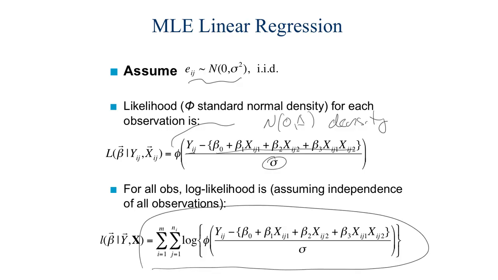So this is the log likelihood. It's a sum of the log of the normal 0, 1 density, where this thing you can think of as just the residual, right? This is observed minus predicted. And then this is the unknown residual standard deviation. Anyway, that's what it looks like.